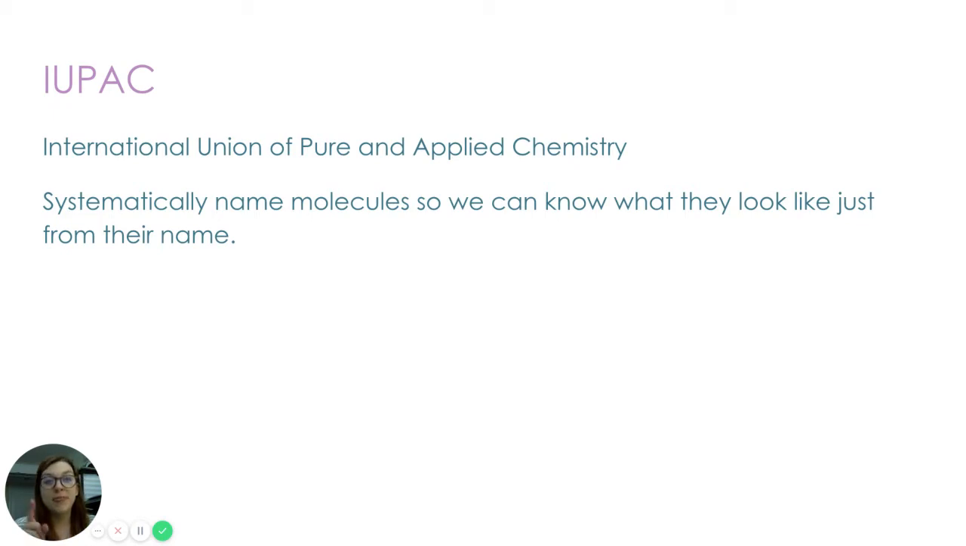I do know that the systematic name for water is dihydrogen monoxide. That's not the organic naming system, but IUPAC still came up with that name based on a system. So the point of the system is just so that we can communicate the name and what it looks like. And that's pretty much it.